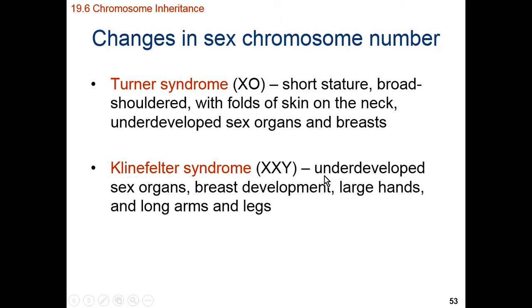These individuals are going to have underdeveloped sex organs because they're going to have some male response but also some strong female response. Individuals that have Turner's syndrome are typically going to have underdeveloped sex organs. They'll be short, broad shoulder, and have thick folds of skin on their neck.